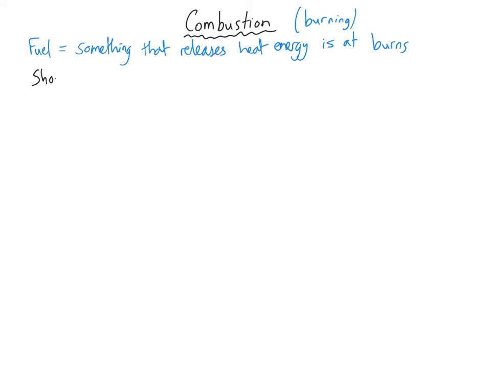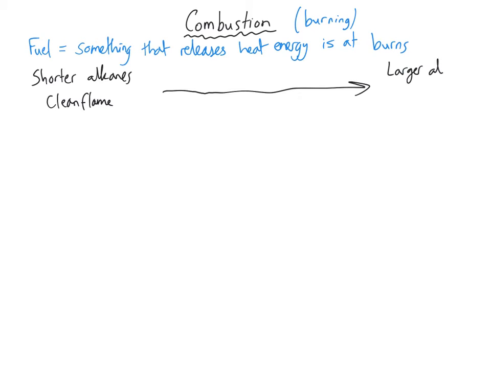Now the shorter alkanes burn really, really well. They burn quickly, they've got a clean flame. And then there is a sort of sliding scale, where the larger alkanes have a far sootier flame. They don't burn very cleanly at all. So that's a contrast between the different lengths of chain.